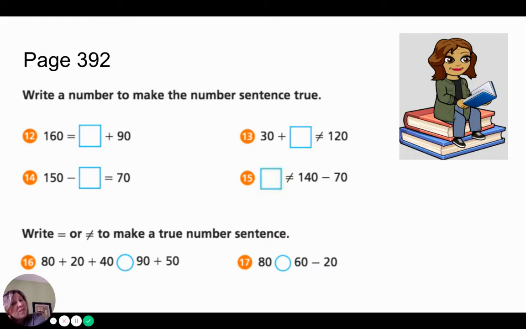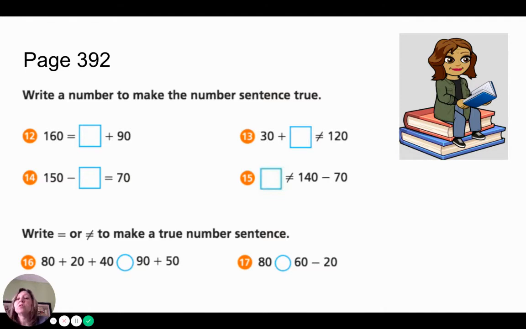For numbers 13 and 15, we have to come up with a number that doesn't equal the number on the other side, because we're using a not equal to sign, right? So for number 13, can you put number 90? 30 plus 90 equals 100, doesn't equal 120? Can't do it because 90 plus 30 is 120. So 90 is the only number you can't put in there. Any other number would work.